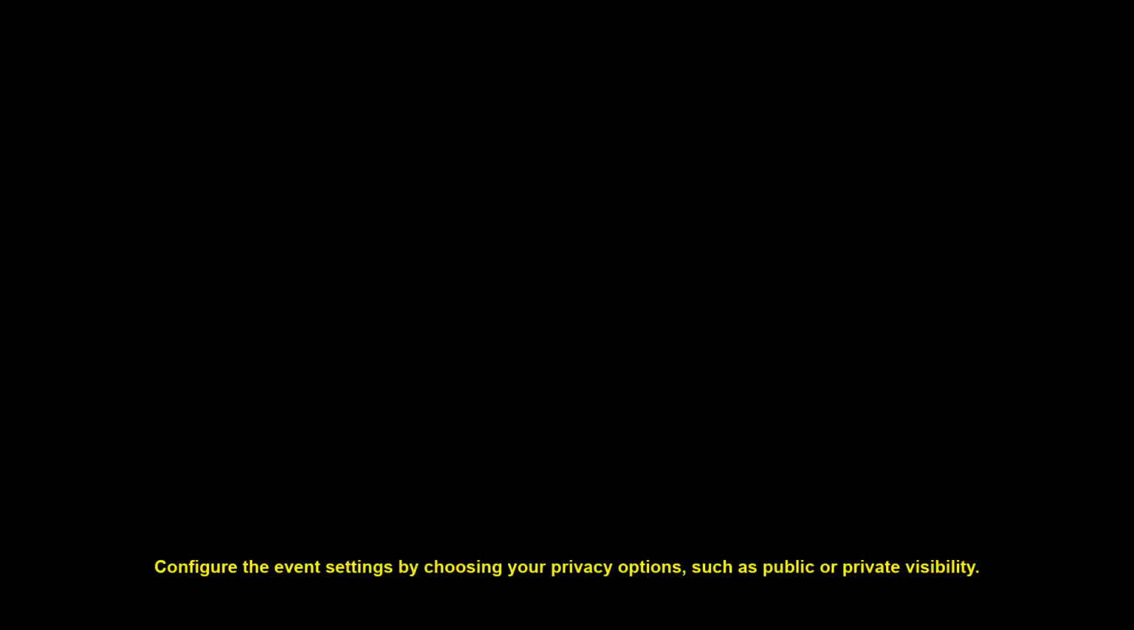Configure the event settings by choosing your privacy options, such as public or private visibility. Include relevant tags to help potential attendees find your event easily. Design an engaging event cover image to attract more participants. Set up an online registration form to gather important attendee information.